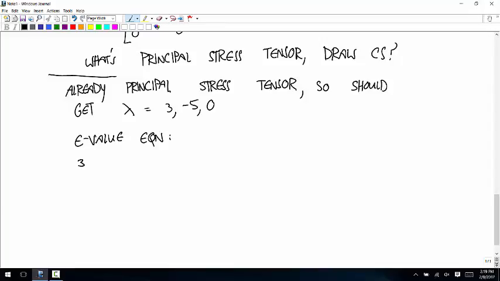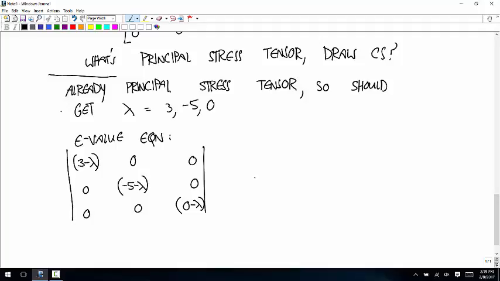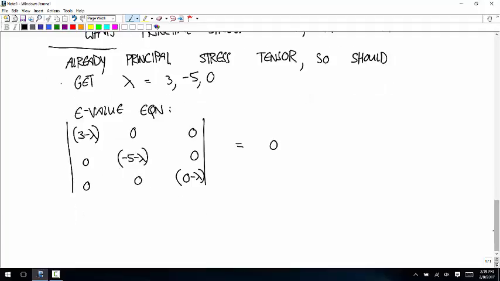So we have 3 minus lambda, 0, 0, 0, -5 minus lambda, 0, 0, 0, 0 minus lambda. And we're taking the determinant of that and setting it equal to 0. That's how we're going to find those principal stresses, those lambda values.